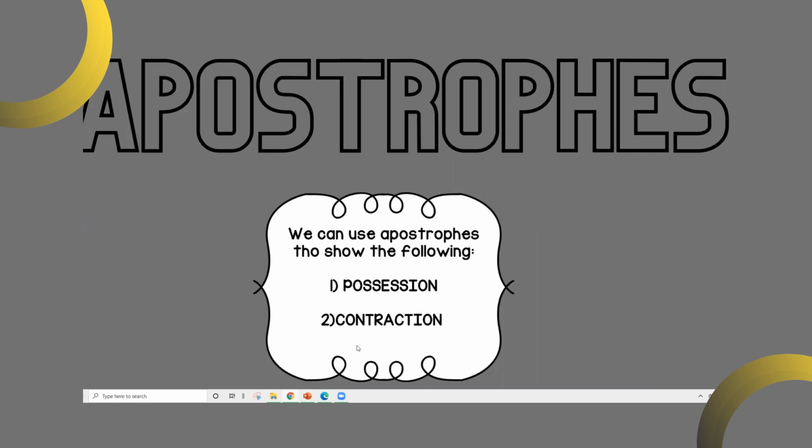Possession is something that you own. And contraction, you will see in this video, is where you take two words and join them together with an apostrophe to make one word. So this video today will focus on contractions. If you want to look more into possession and why you would use an apostrophe, please watch the other video. So let's just focus on contraction today.